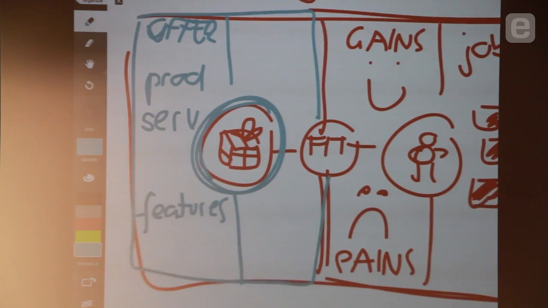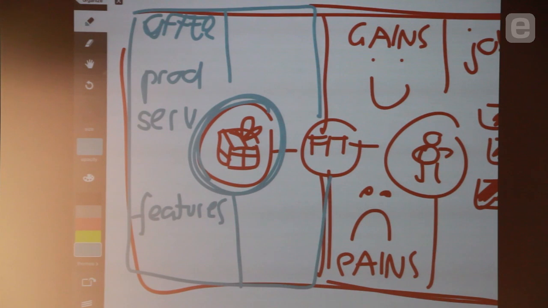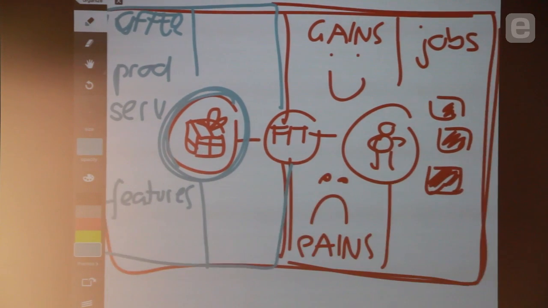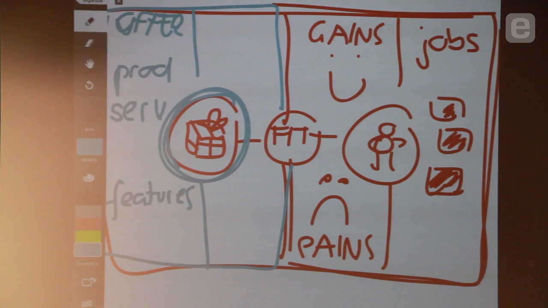Now, you haven't yet described how your products and services fit or relate to the jobs and the pains and the gains. We could call these benefits over here. Now, you want to describe how exactly you're creating value, how exactly you're creating benefits for the customer.